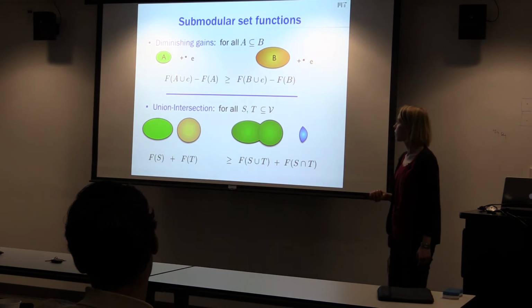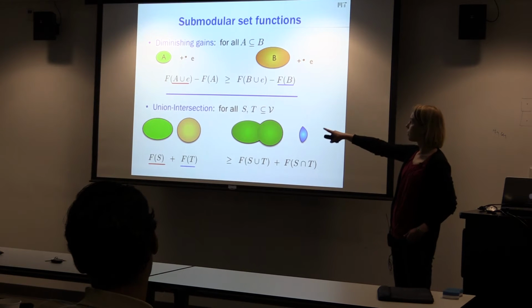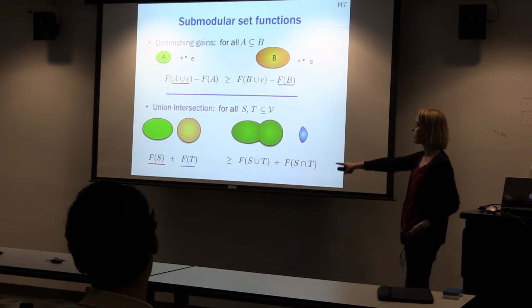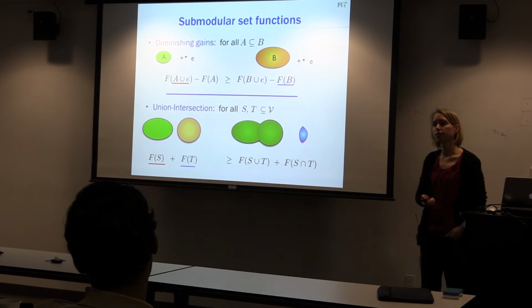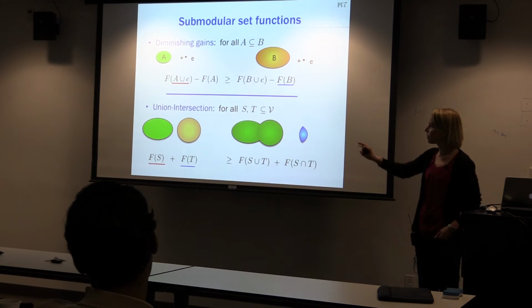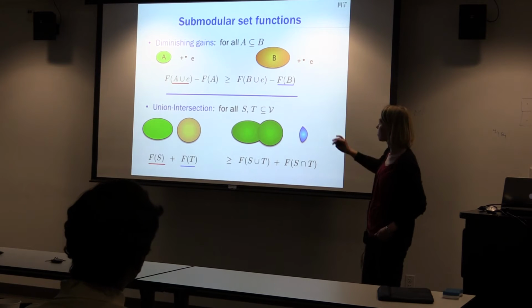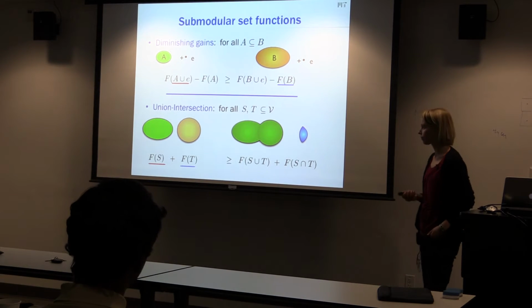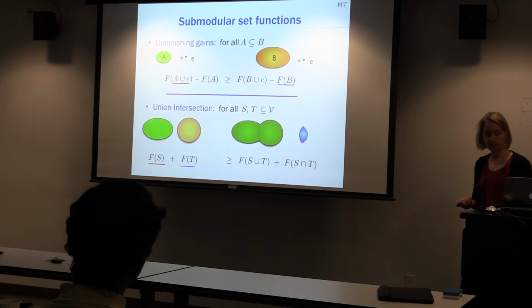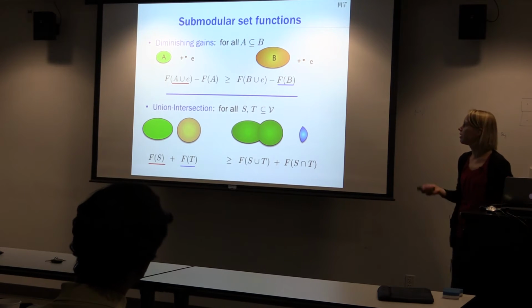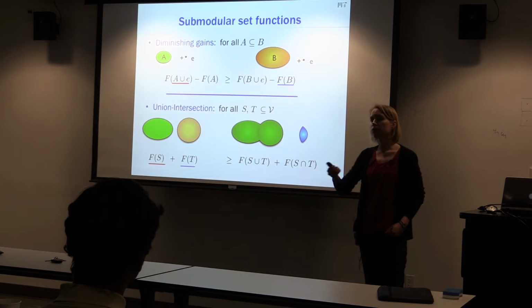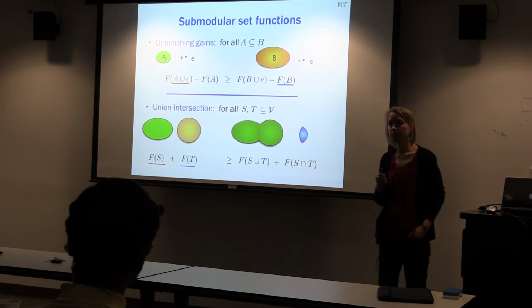You can see that these are equivalent by doing a little bit of pattern matching. If you make A union E be S and B be T, then you see that B union E is the union and f of A is the intersection. With a little bit more reasoning, you see that these are actually equivalent. If one holds, then the other one holds as well. So that's another alternative definition. Let's go through one more example and use this particular definition to see that a function is submodular.